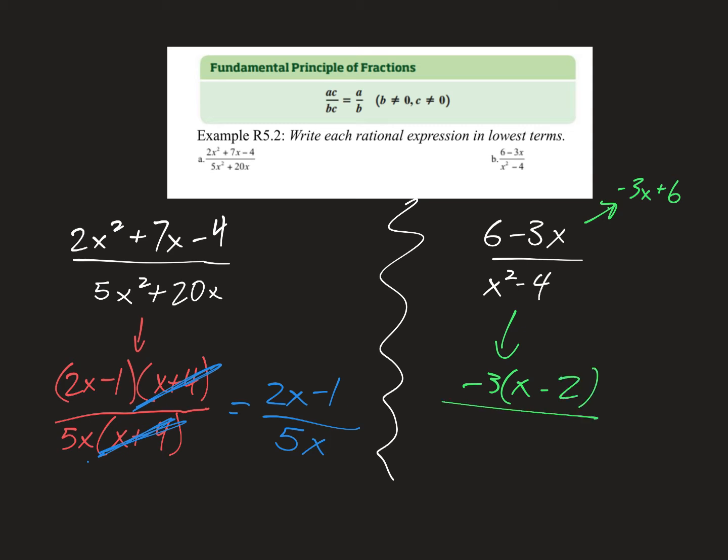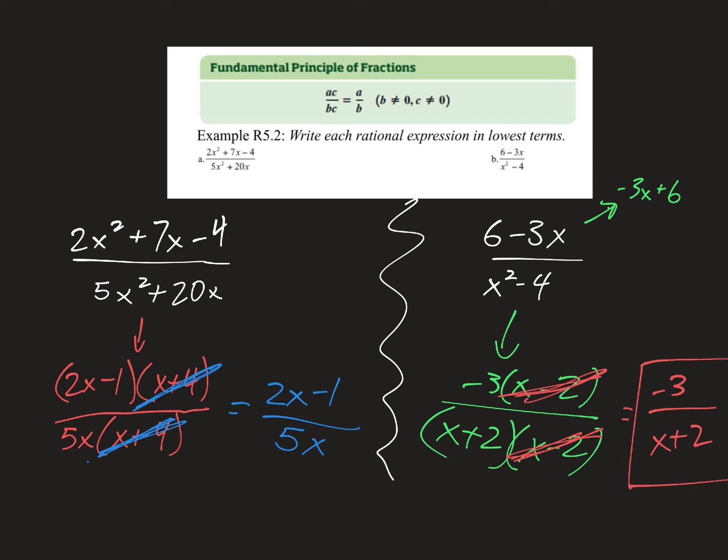And the denominator, guys, is x squared minus 4. Remember, that is a difference of squares, so we would have x plus 2 and x minus 2. Once again, we're seeing some commonality between the top and bottom here. So we'll cross out that x minus 2 and x minus 2. Those will cancel each other out, and we're going to be left with negative 3 over x plus 2. And there we go. We've got lowest terms for both of these examples.